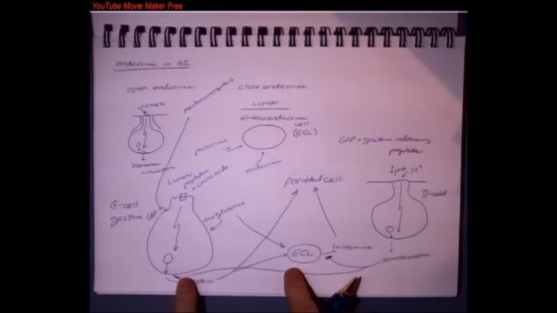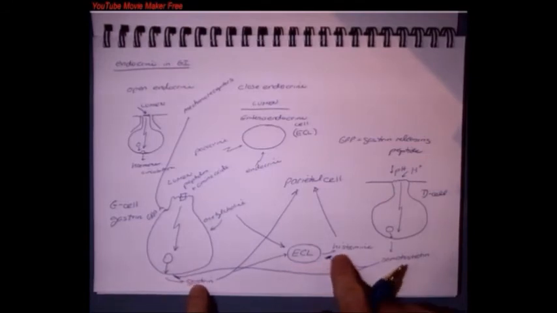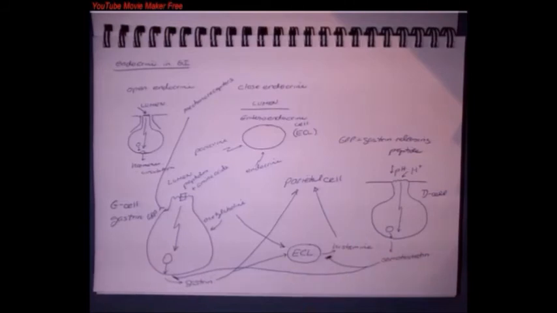Okay? Once we decrease the concentration of gastrin and histamine, we no longer have that positive signal going to the parietal cell. And so retraction of those transporters can occur. Once the transporters are retracted, then the proton pumping will end.